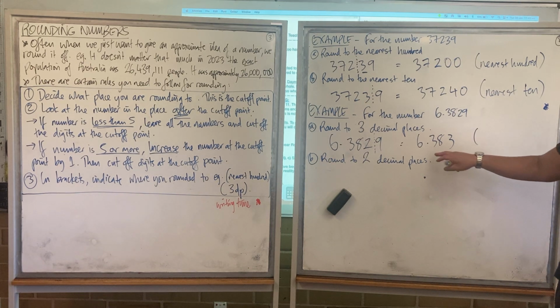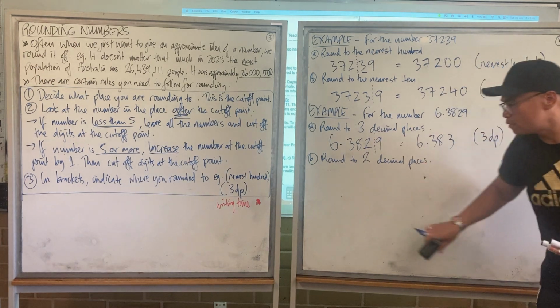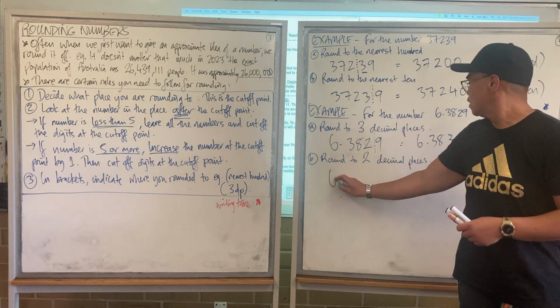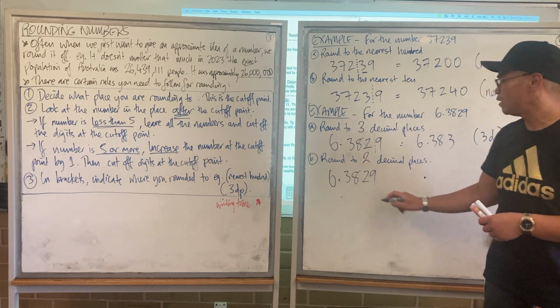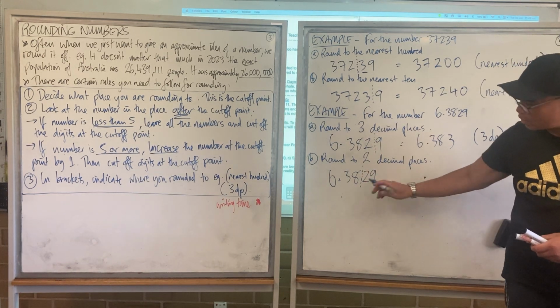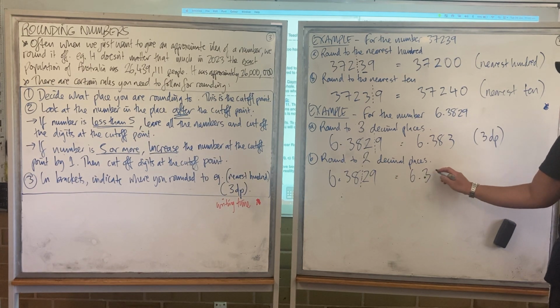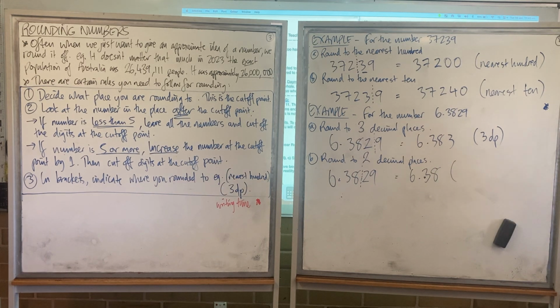So what did I round to? How many decimal points is this? 3. So I write 3 DP. Last one. 6.3829. Where am I going to put my little dots? Between 8 and 2. I look at the number after. Is that smaller than 5? So what do I do when it's smaller than 5? Do I increase anything? I just leave everything alone. So that's going to be 6.38. And what do I put in brackets afterwards? 2dp. That's your lesson done.